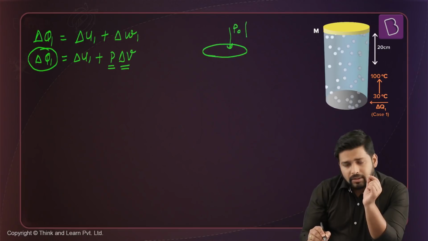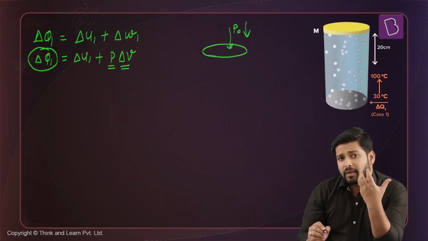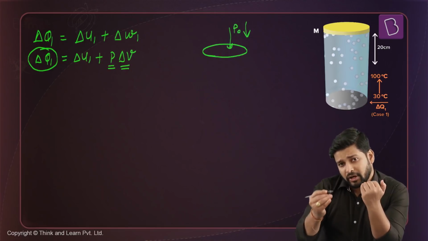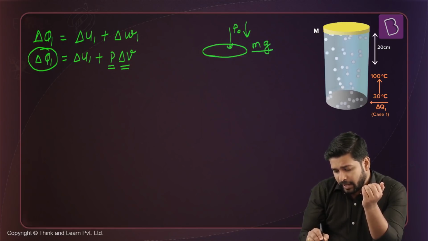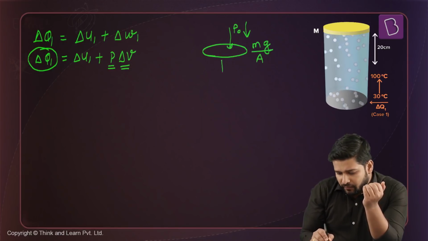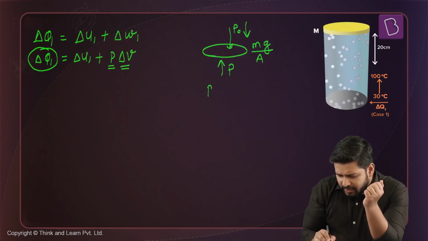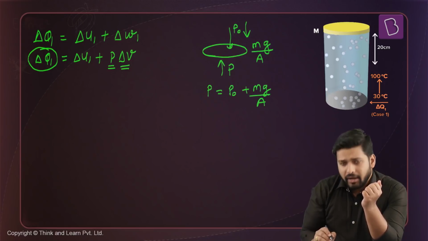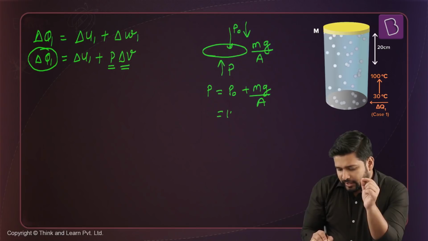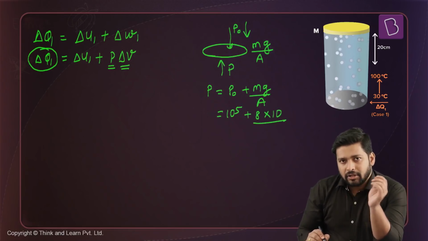At the top, there is this P0, which is atmospheric pressure, and also since this piston has mass, the weight will be acting per unit area, so there will be a pressure also because of the weight of the piston. How much will that be? It will be equal to mg upon A, right? And from the bottom there will be the pressure of the gas. So if I balance this, I can write P is equal to P0 plus mg upon A. P0 is given to us, atmospheric pressure, equal to 10 to the power 5 Pascal, plus m is given as 8 kilograms into g, we can take it as 10, and the area is 60 centimeter square.